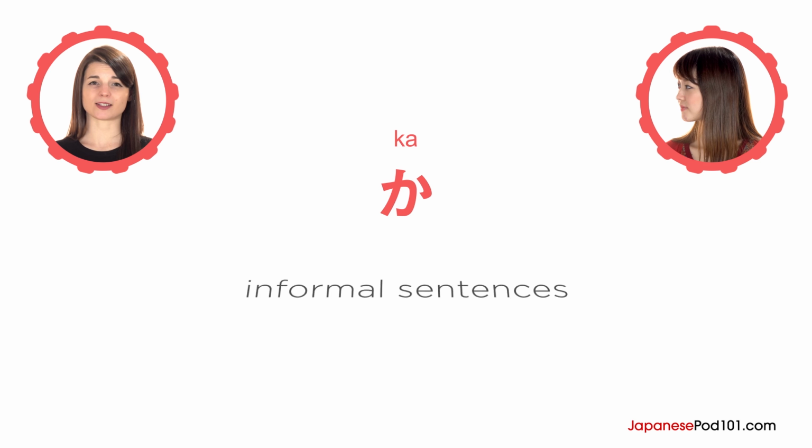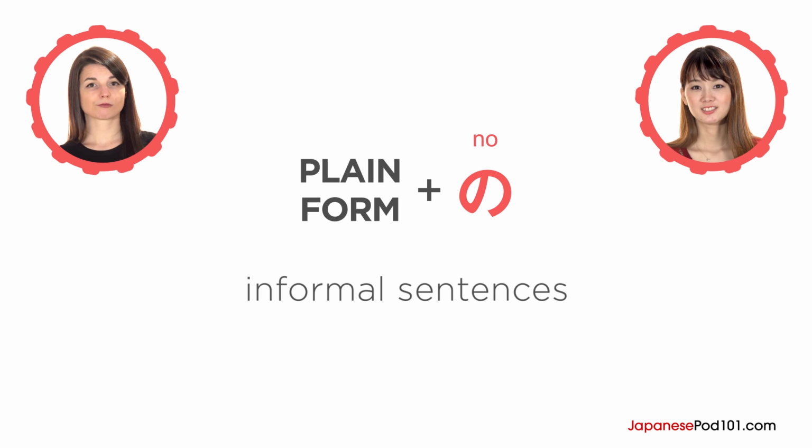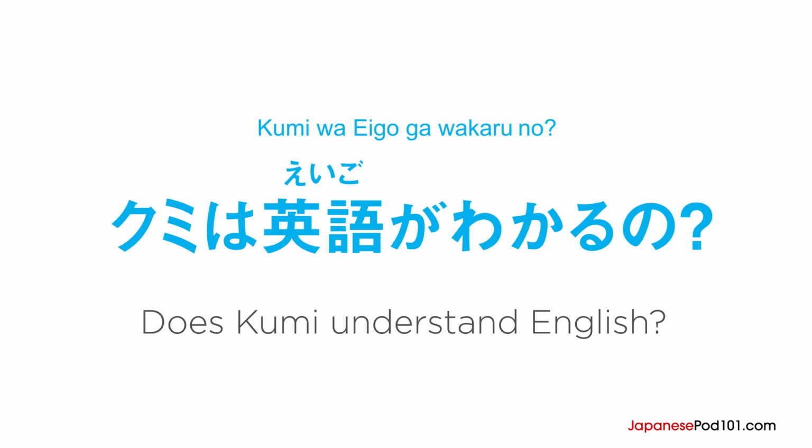How about informal sentences? It's a little bit different. You just add no at the end of the sentence in plain form. For example, クミは英語がわかる becomes クミは英語がわかるの? So people often use no instead.